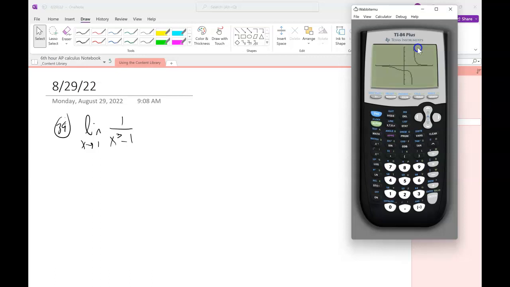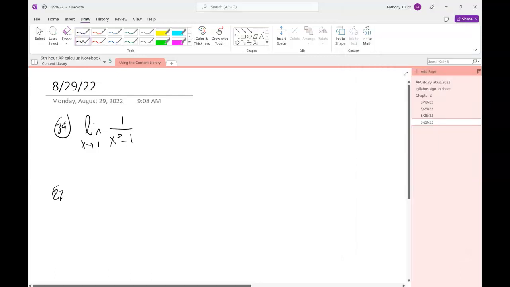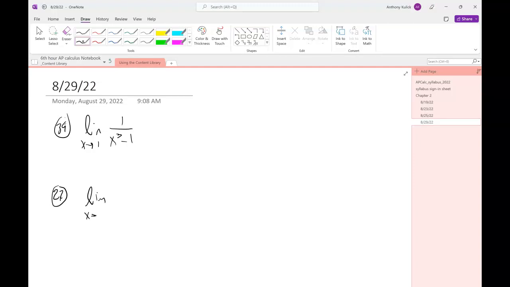Other questions from the homework? Luke? Sure. 27 from 2.3. These ones in here can get algebraically kind of sticky. So, good ones to ask about. Correct. They're all for next go around. Okay. This is the problem. Okay.